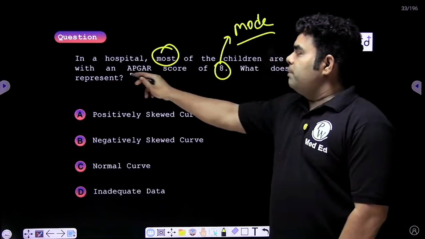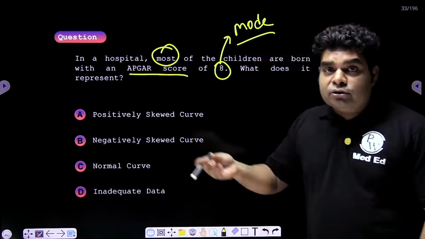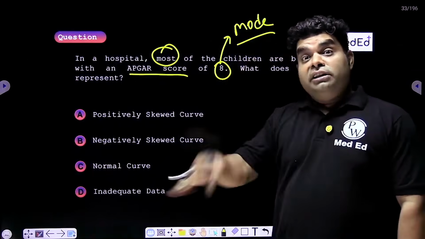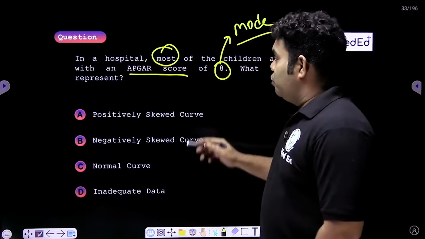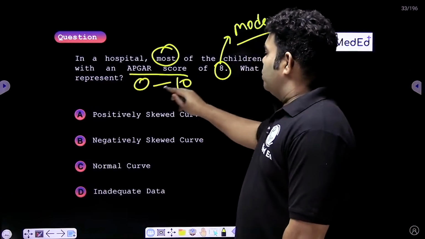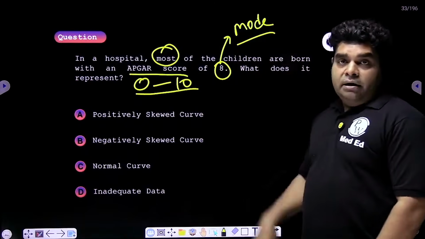Now, what is the range of APGAR score? You know what is APGAR score. As soon as the child is born, we start judging the kid because we love judging people. So we judge the kid and we give some number between 0 to 10. So APGAR score is between 0 to 10 and mode is 8.